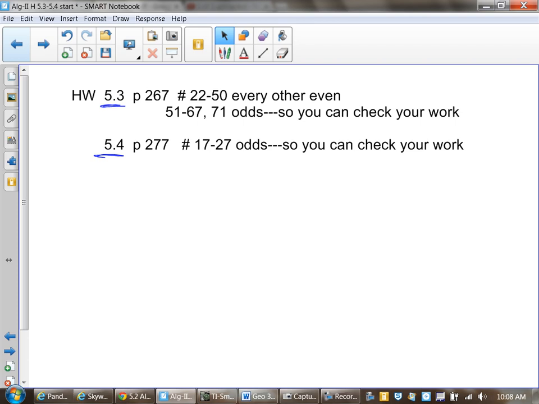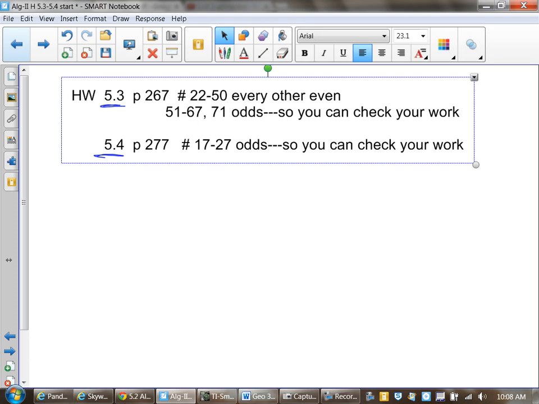Wait, for 51 through 67, do you do all of them? Odds. They're odds. Yeah, these are odds also. This is all odds here as well.